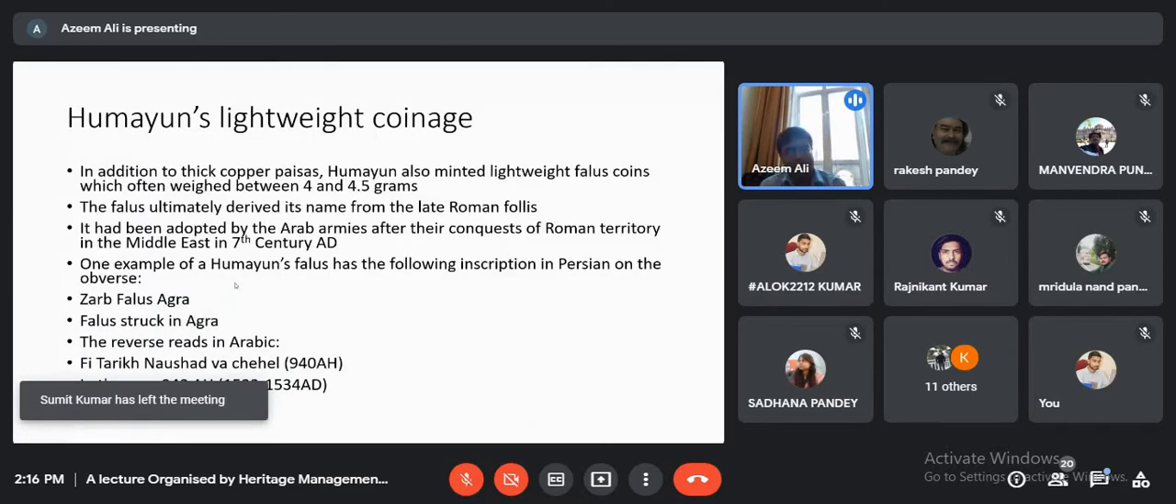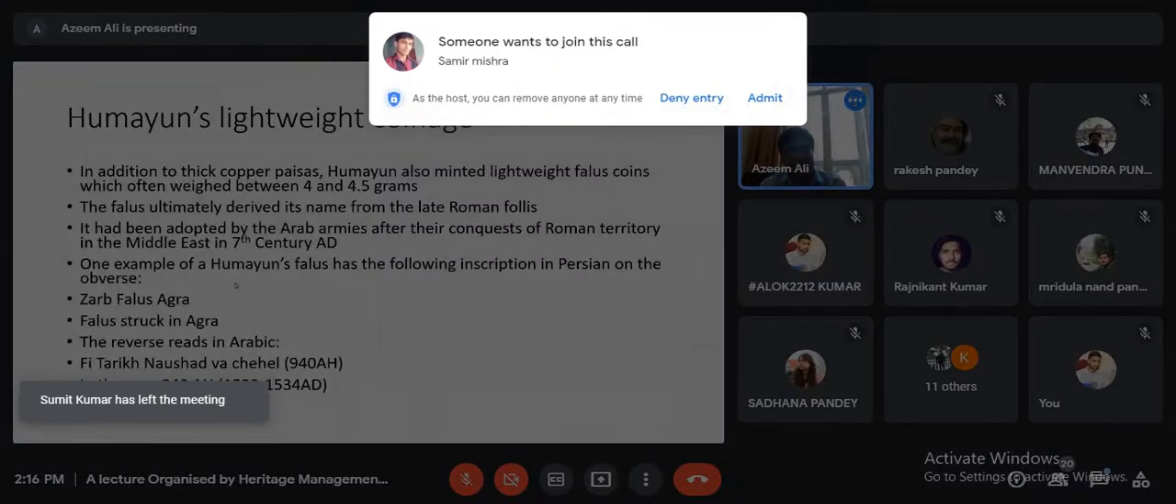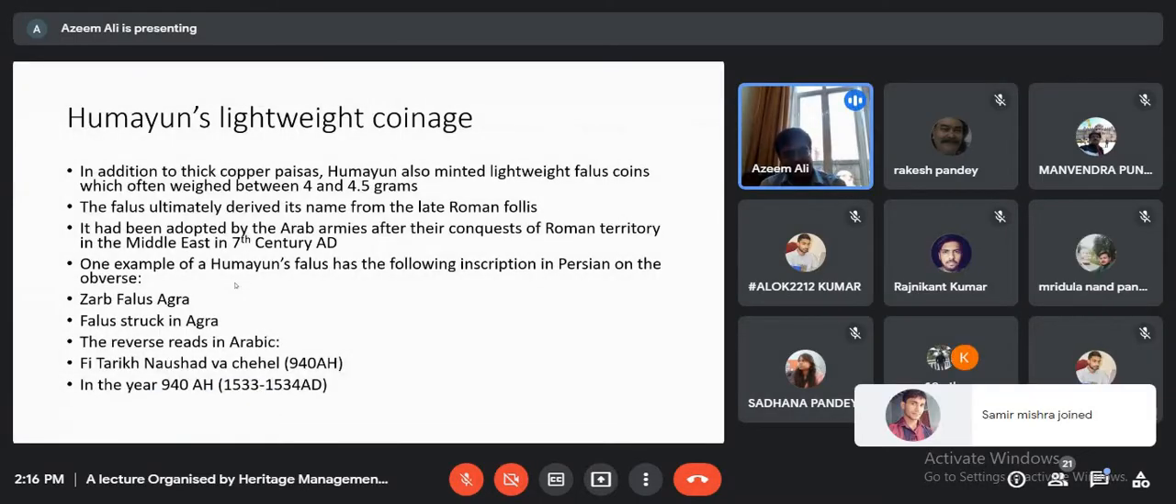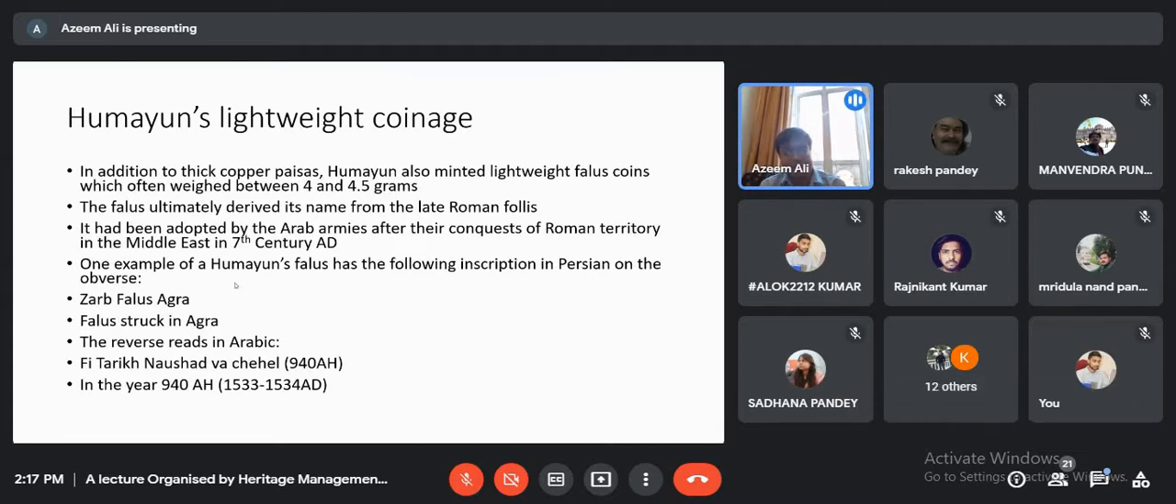And Humayun also struck lightweight copper coinage, known as a fals, and these weigh between 4 and 4.5 grams. And the word fals ultimately derived its name from the late Roman follis, and it had been adopted by the Arab armies after their conquest of Roman territory in the Middle East in the 7th century AD. And one example of Humayun's fals has the following inscription in Persian on the obverse, which says Zarb Fals Agra, which means this fals struck in Agra.